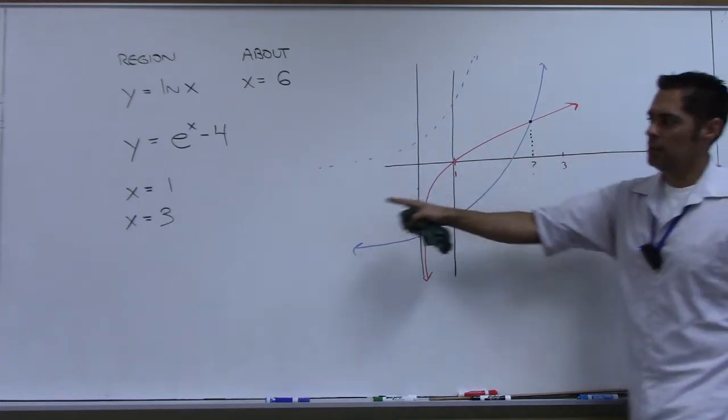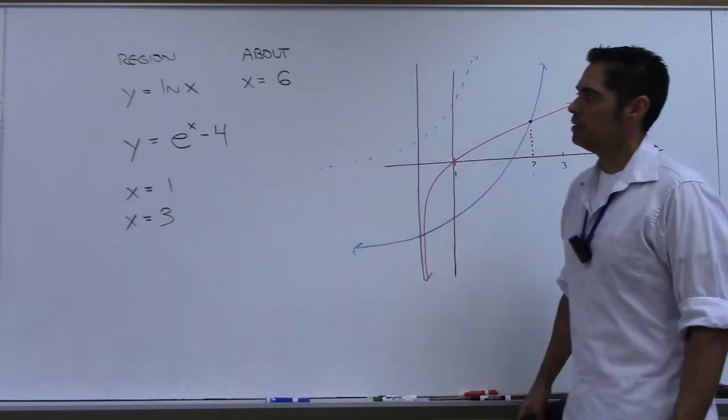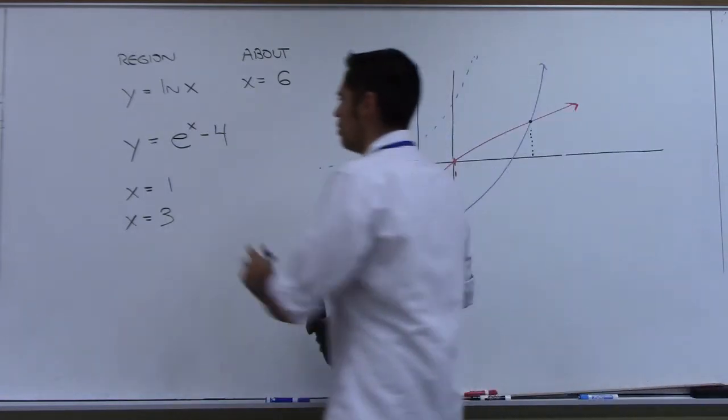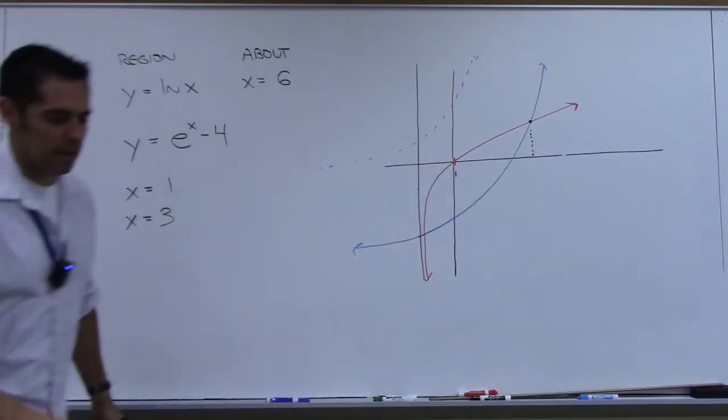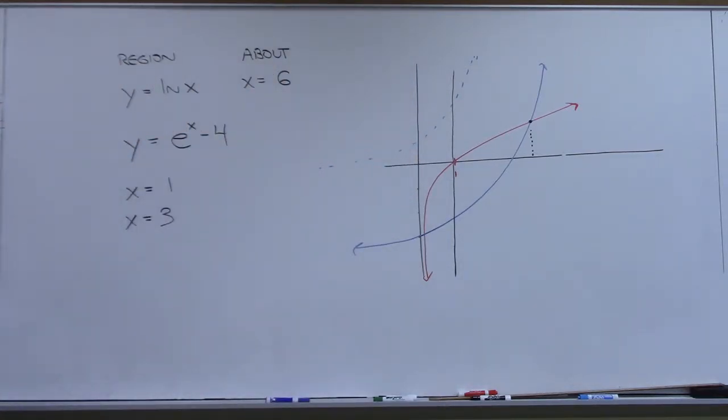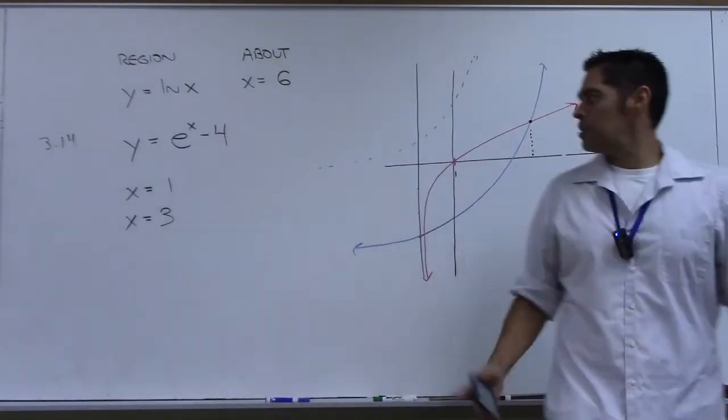Just move the point over. So what number would work? Does 2 work? Do e squared. I better get my calculator out. What's e squared minus 4? 3.4. What's natural log of 2? 0.69. Okay, so that's not going to work. Got to get closer.